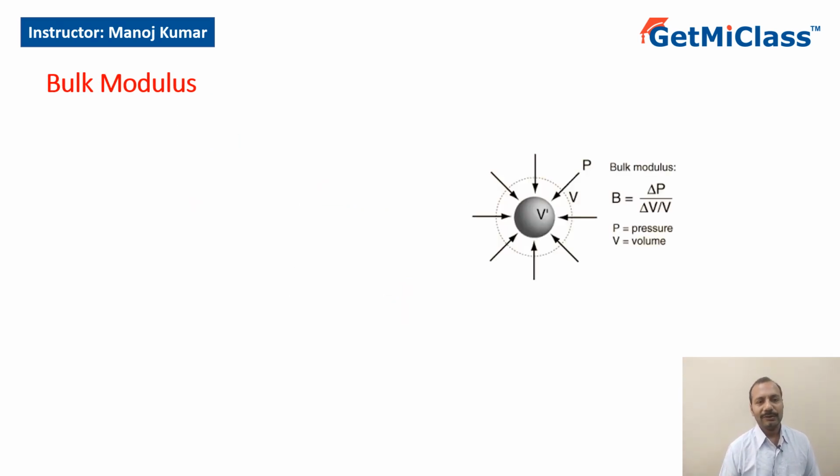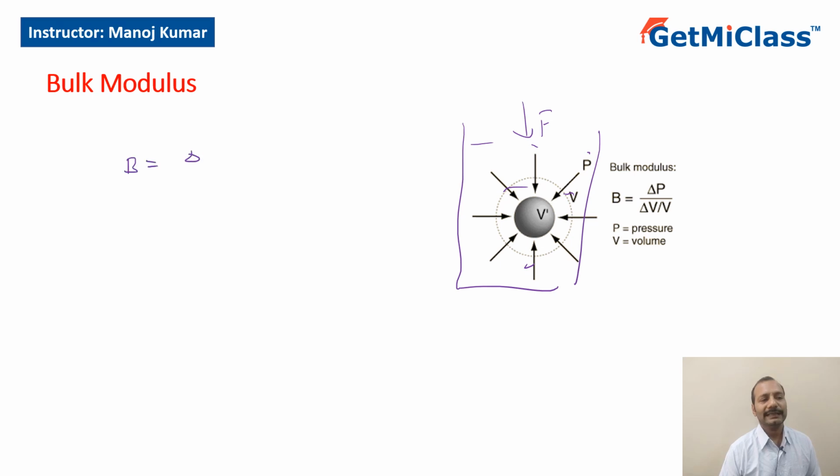Now in order to understand bulk modulus, let's assume that I have a container and I have a fluid in it. Inside, I apply some force on this. Now, this fluid will apply pressure in all the directions. Due to the excess pressure that is applied on this object, there is a change in volume of this. So, this bulk modulus is defined as excess pressure by volume strain. So, this is what is bulk modulus.